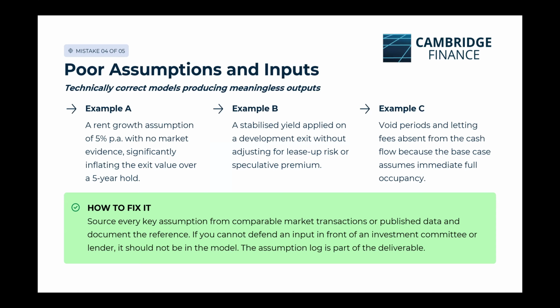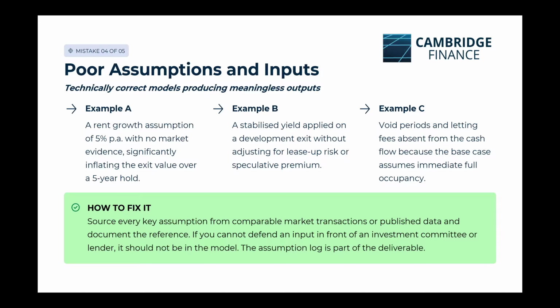Then the next mistake is poor assumptions in inputs. That's pretty much the idea of garbage in, garbage out. If you say a rental growth assumption of 5% per year, even though your model looks right, if your inputs are rubbish, it's going to be rubbish in, rubbish out. And this is really the idea of understanding the asset well, understanding the market well, understanding the real estate finance theory. It's all very important when you're doing the model.